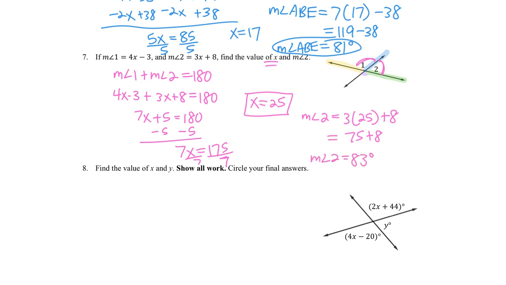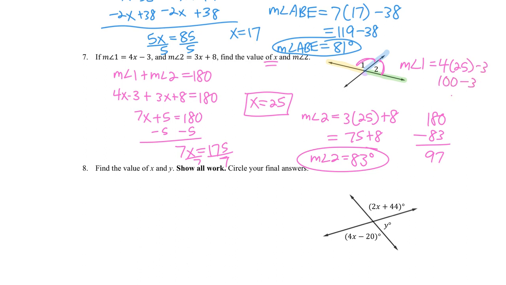Now, what's the really super simple way to check your answer? Well, you know that measure of angle 2 and measure of angle 1 are supplementary. So just do 180 minus 83. Okay, so that's going to be 97. And then see if you get 97 when you put 25 for x into the measure of angle 1. If you do, we won. So measure of angle 1, 4 times 25 minus 3. Well, 4 times 25 is 100 minus 3, indeed, is 97. So really quick, simple way to check your answer to be super confident in what you got.